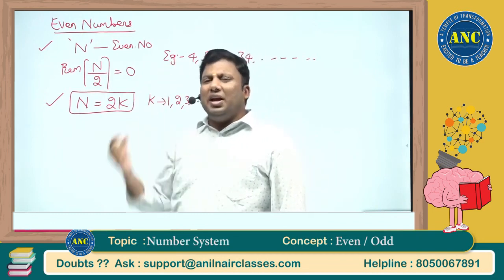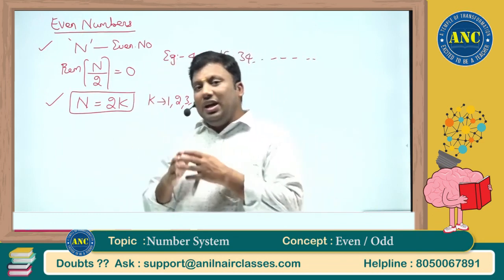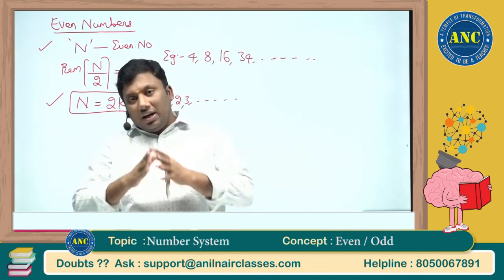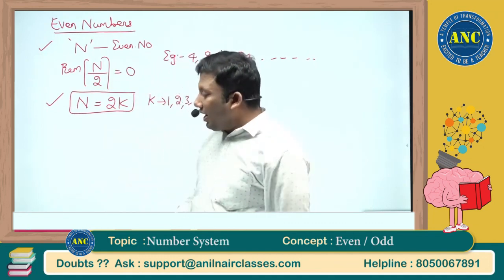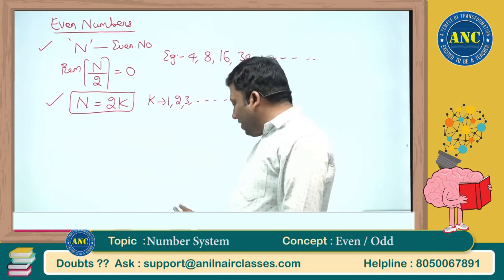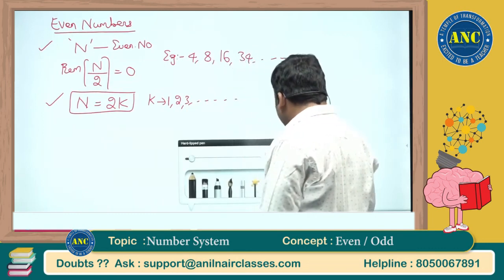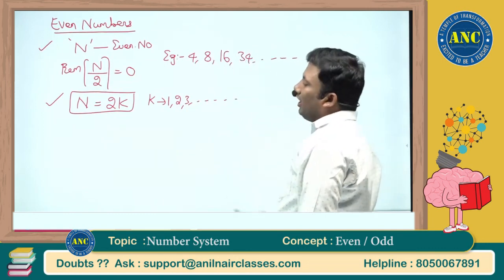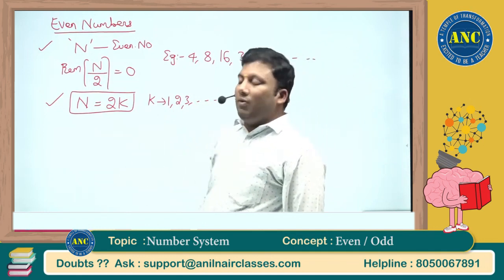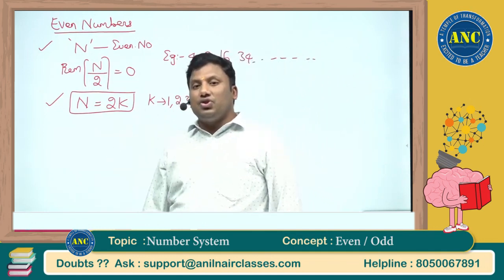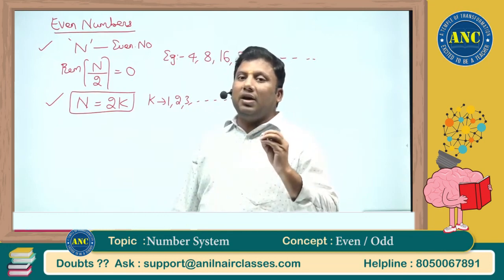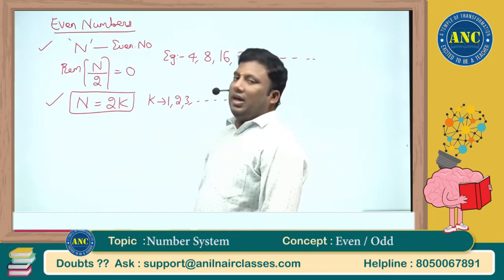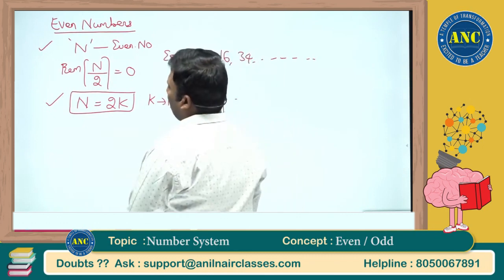This is a very, very important concept. Even in an exam like CAT, 99% of the students made a mistake on this concept. I will discuss it right now. N is 2k, where k will take a natural number. An even number is of the form 2k.